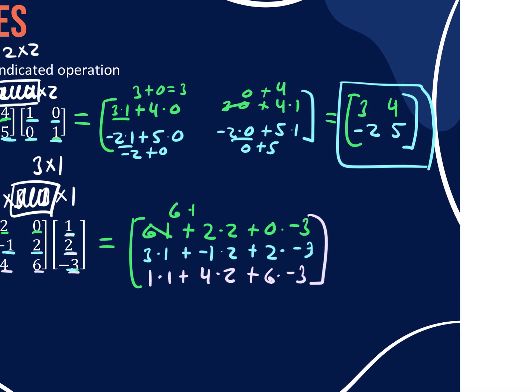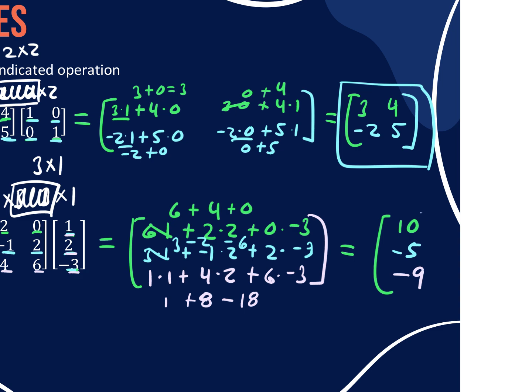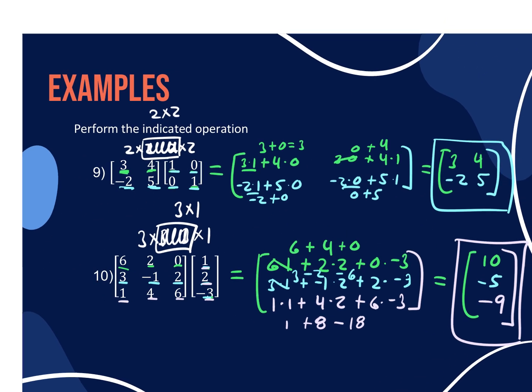6 times 1 is 6, plus 4 plus 0 is going to get you 10 for that first row. Second row is going to get you a 3 minus 2 minus 6. I know it's getting a little tight right there. That should get you 1 minus 6, so negative 5. And then this last one's going to get you 1 plus 8 minus 18. This should get you negative 9. All right, and then this is our final answer, and it is what we expected. It is 3 rows, 1 column. All right, so again, shouldn't be too bad with enough practice.